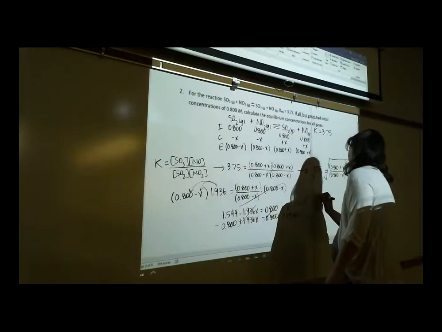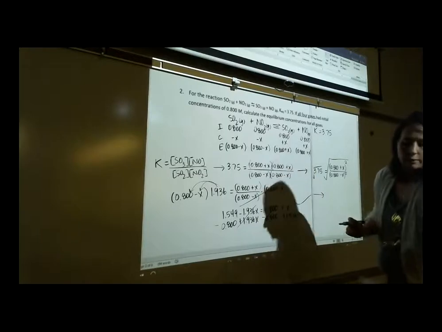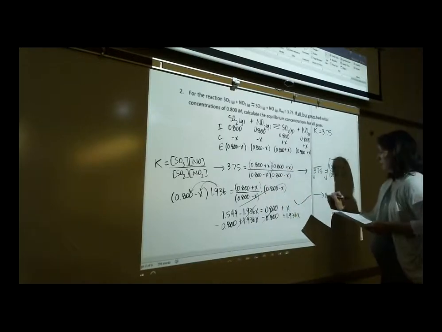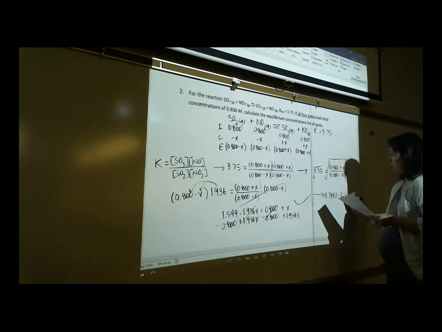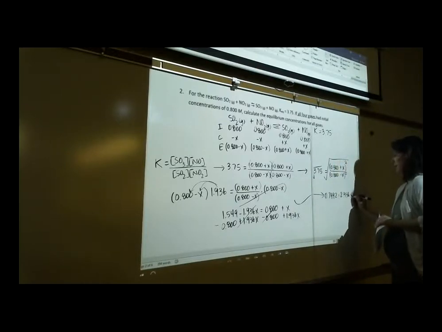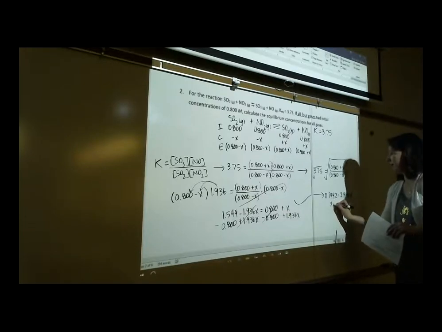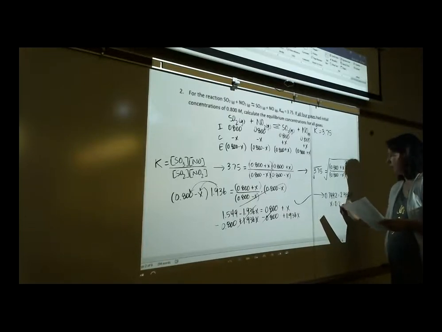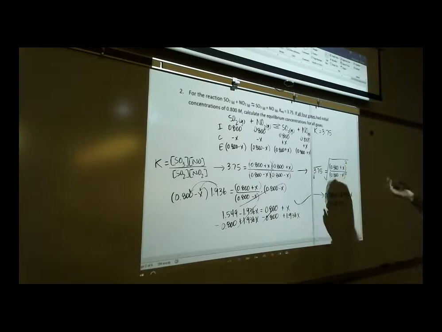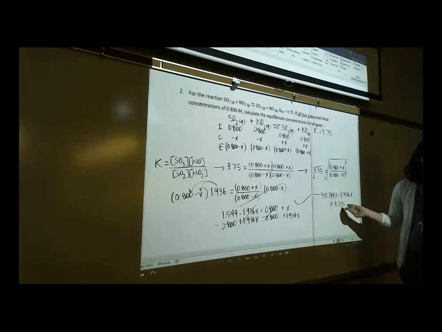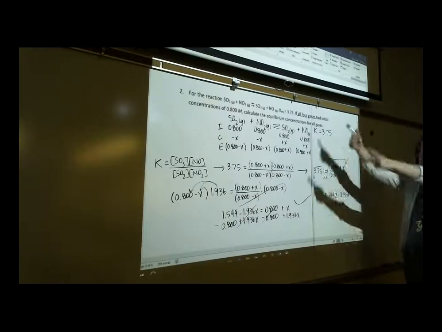All right, running out of board. So I'm left with 0.7492 is equal to 2.936x. Therefore, x equals 0.255. Congratulations to me, I solved for x. Am I done? No. What do I have to do to get the actual equilibrium concentration? Because a lot of students will stop right here and be like, well, I'm done. Right? You're not done. When are you done? You're done when you plug x back in.